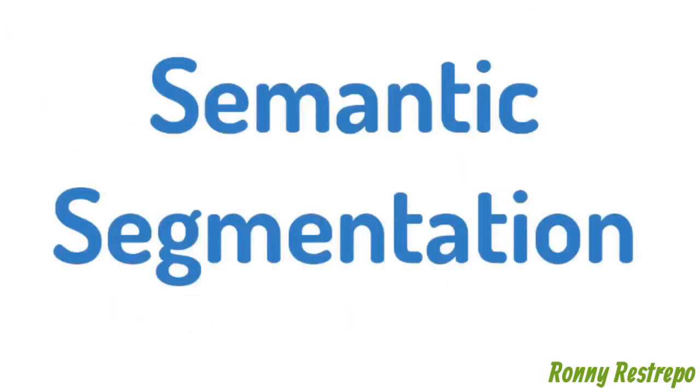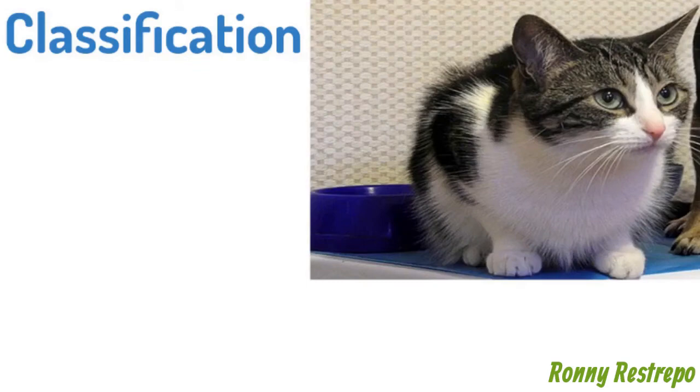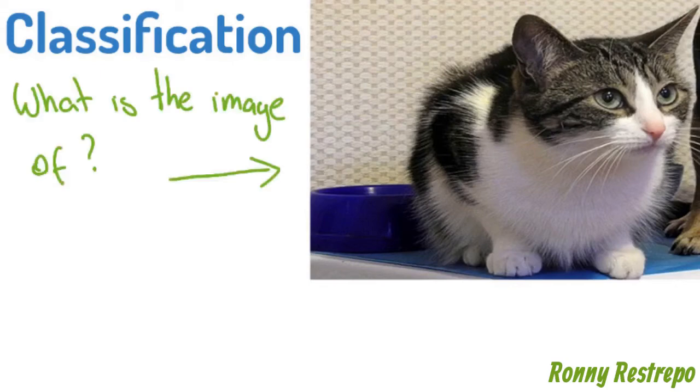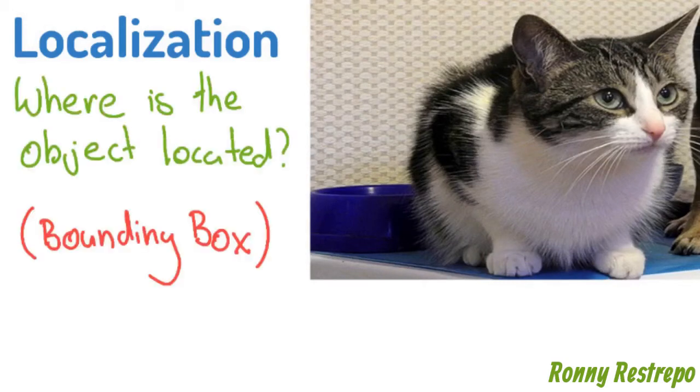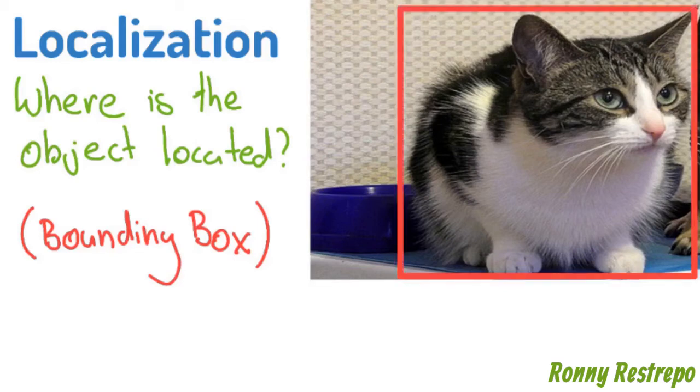So what is semantic segmentation? A good way of understanding what it is is to compare it with other computer vision tasks. For the image classification task, we're interested in finding out what the input image is of. In this case, the image is of a cat. For the localization task, we're interested in finding out where the object of interest is located. So we want to get the coordinates that will allow us to draw a bounding box on a single object. In this case, we want to draw a bounding box around the cat.